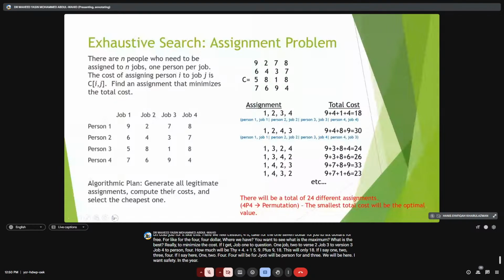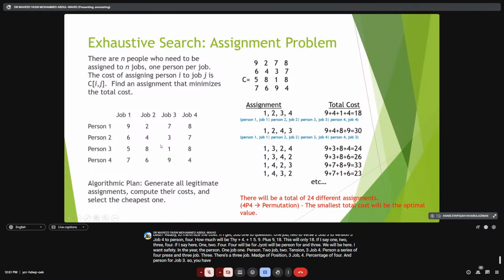Person 1, job 1; person 2, job 2; person 3, job 4; person 3, job 3; person 3, job; person 4, job; person 3, job 4; person 3, job 4; and person 4, job 3.